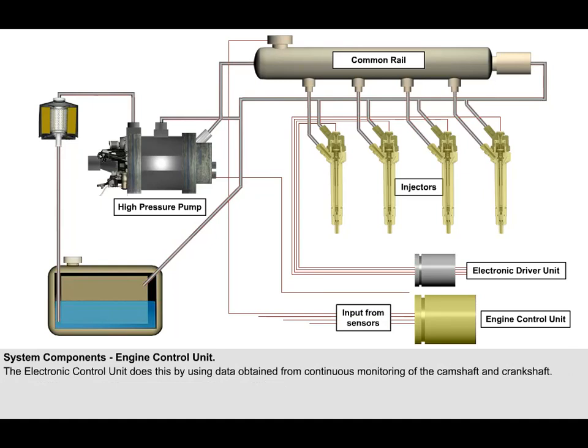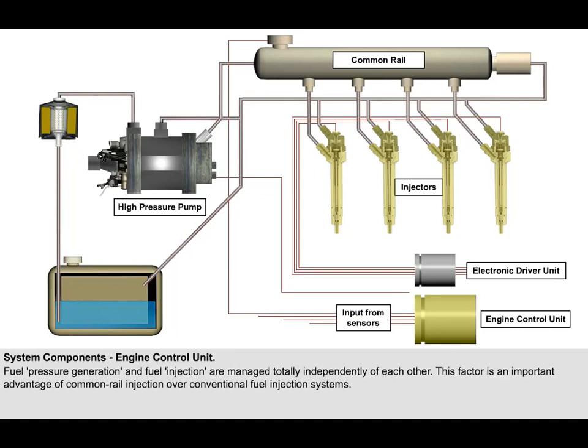Sensor data from the camshaft and crankshaft provide the foundation for the electronic control unit to adapt the injection pressure precisely to demand. Fuel pressure generation and fuel injection are managed totally independently of each other. This factor is in itself an important advantage of common rail injection over conventional fuel injection systems.